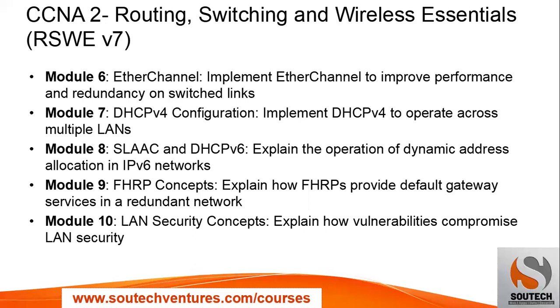Of course, first hop redundancy protocol, right? That's what FHRP means. So we're going to explain how FHRP provides default gateway service in a redundant network. In CCNA 3, the level 3, we're going to be looking at quality of service and how this plays a role, because redundancy has to do with availability. Availability has to do with quality of service, right?